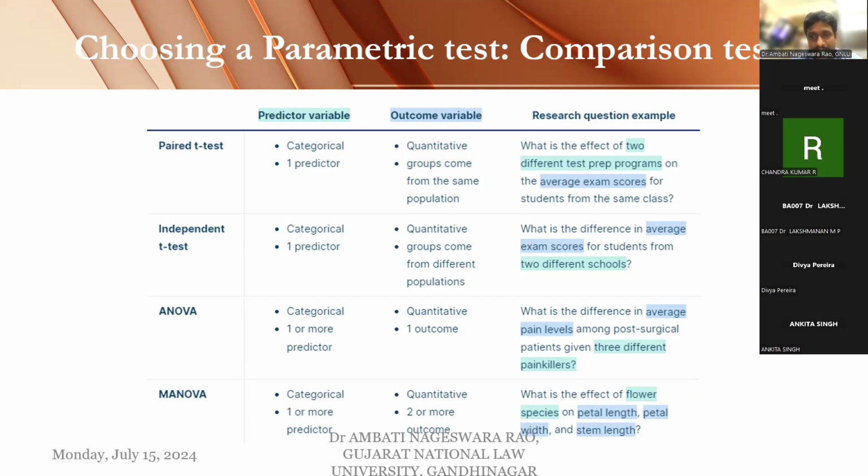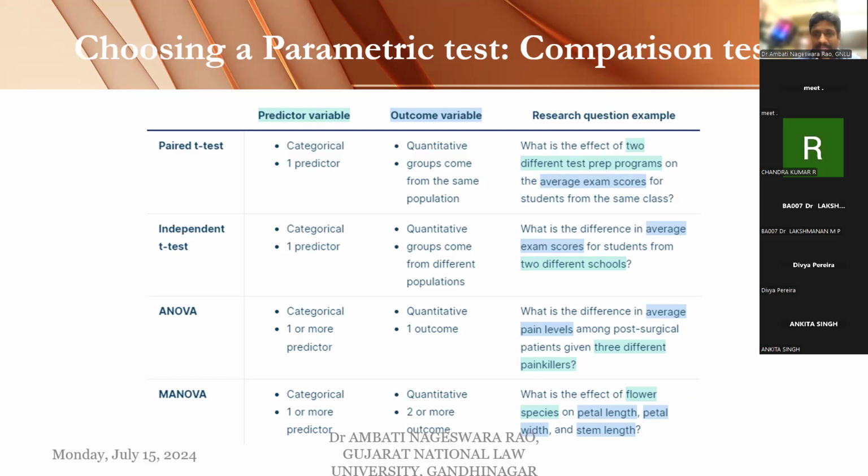If you look at the example here, what is the difference in average pain levels among post-surgical patients given 3 different painkillers? Now there are 3 different medicines, A, B, C. I just want to understand, after surgery, what kind of pain level the patients have on average. Pain level is quantitative data. It's a dependent variable. Whereas painkillers are the categorical data I have. So I have more than 2 groups, and I'm going to use the ANOVA test.